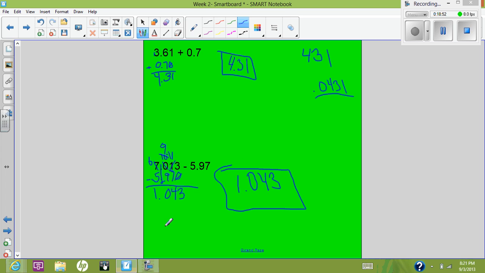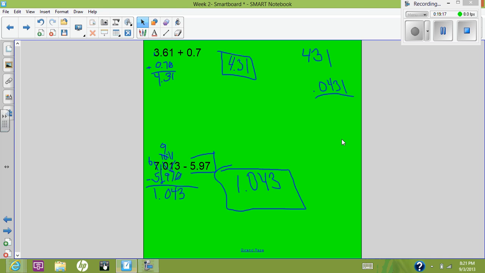That's awful close to just plain old 1. If we look at our original problem, we had a number that was very close to 7 minus a number that was very close to 6. It makes sense that we're going to end up with a number right about 1. If we ended up with 104.3, we made a mistake with where we put our decimal point. Okay? Guys, that's really all there is to adding and subtracting fractions.